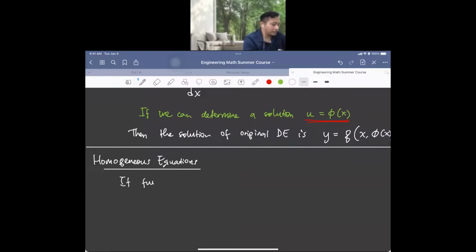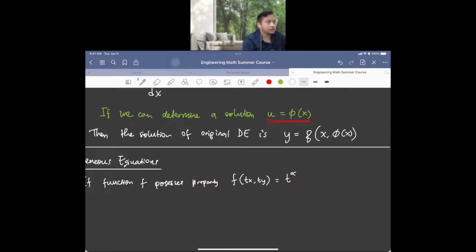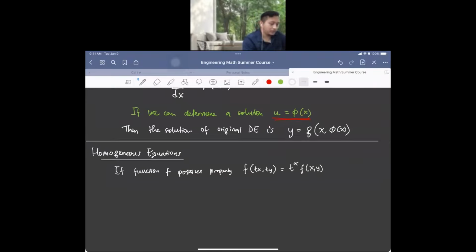If function f possesses the property f of tx, ty equals t to the power of alpha times f of x, y, so we can take out the component t, for some real number alpha, then f is said to be a homogeneous function of degree alpha.